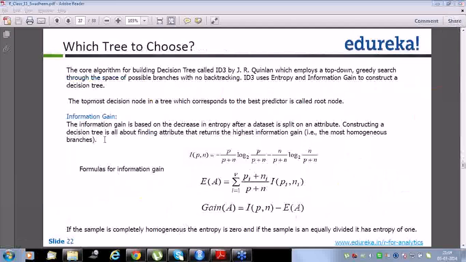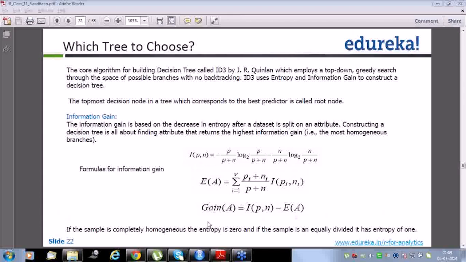What is information gain? The information gain is based on the decrease in entropy after a data set is split on an attribute. Constructing a decision tree is all about finding the attribute that returns the highest information gain. That means the most homogeneous branches. Because as the most homogeneous branches would be there, the tree would split less and it will reach the conclusion faster. So that is why we use information gain and entropy.